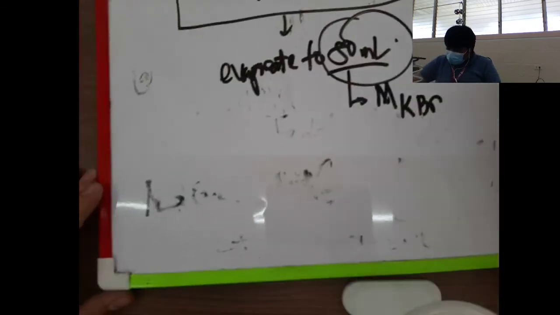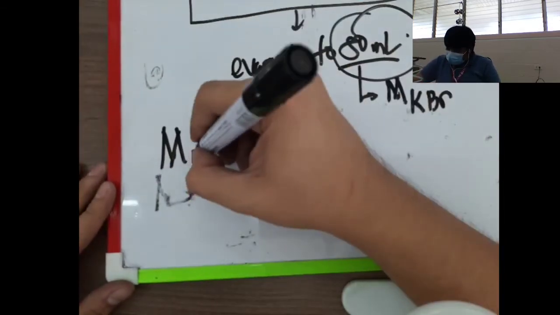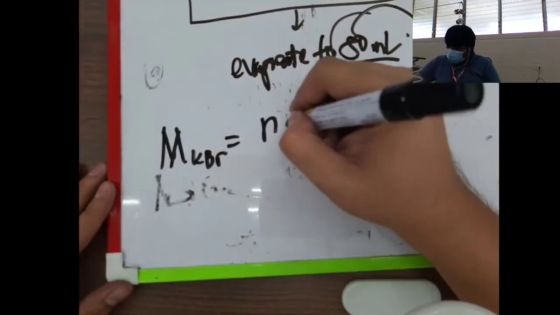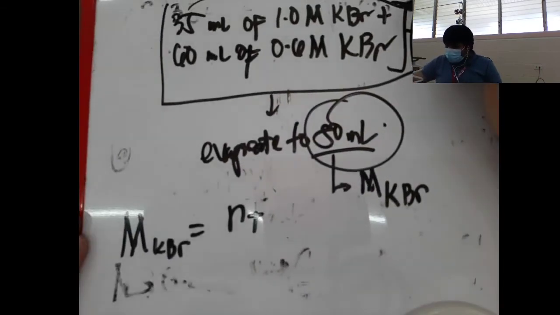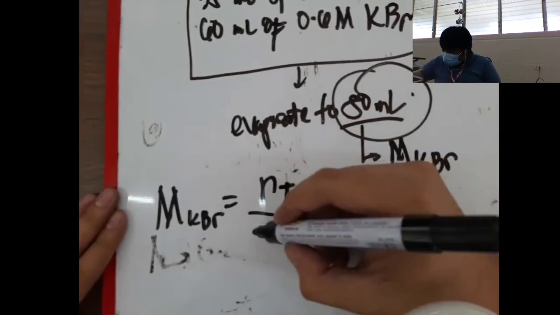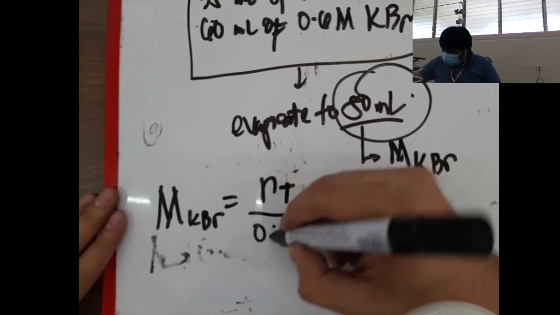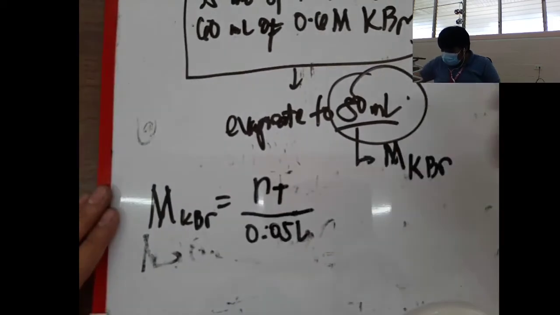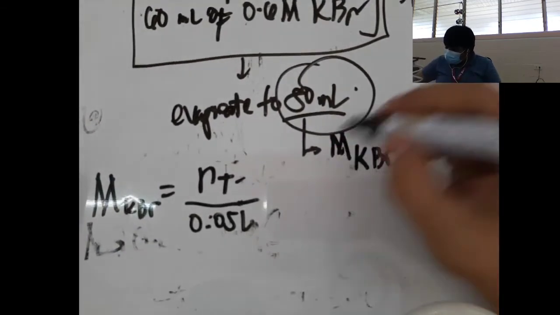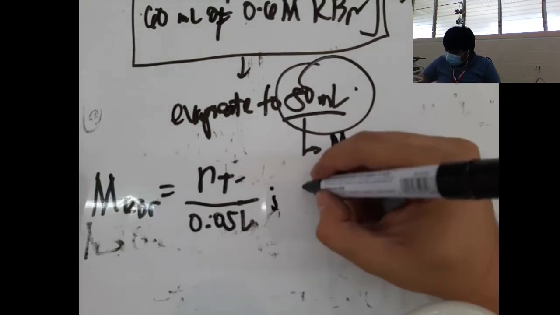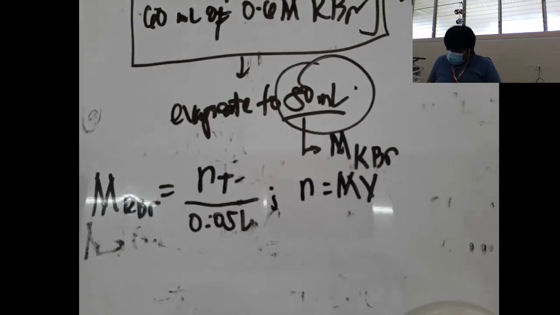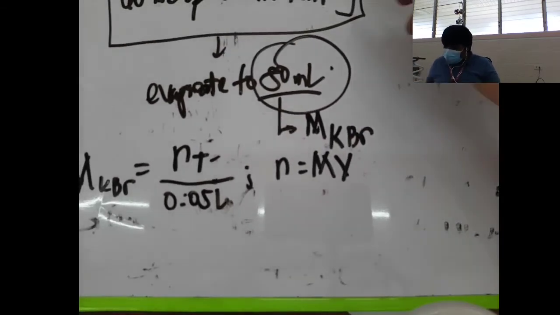Therefore, the molarity of our KBr is equal to the number of moles of these two combined KBr solutions divided by its volume, which is 50 ml or 0.05 liters. So we need to know the total number of moles. Again, we employ the relationship between molarity and the number of moles, wherein number of moles is equal to molarity times volume.